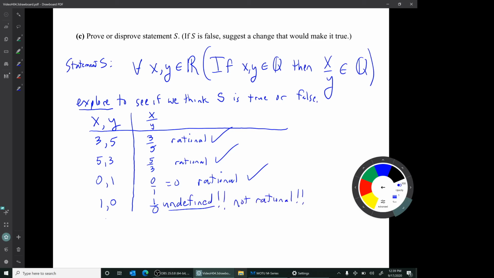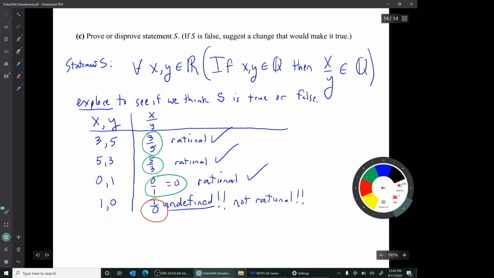So notice that we just start looking at some samples of x's and y's that are integers. In a lot of cases, when we take the ratio, we get something which represents a real number. So 3/5 is a real number, so 3/5 is rational. 5/3 is a real number, so 5/3 is a rational number. 0/1 is a real number. It's the real number 0. So 0 qualifies as a rational number. The ratio 0/1 qualifies as a rational number.